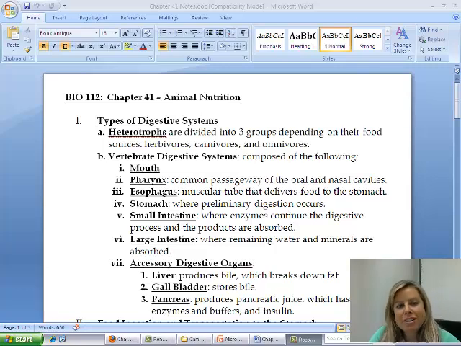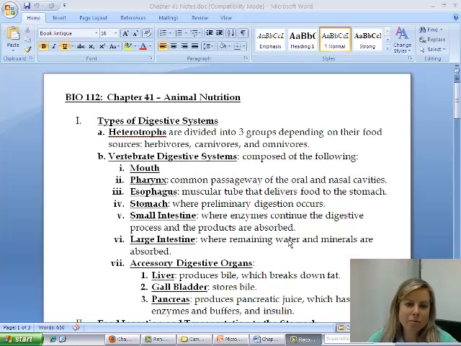So chapter 41 is going to be about nutrition and different types of organisms and the way that they get their nutrition, and how just by looking at them, sometimes you can figure out what they eat. So obviously we're going to be talking about heterotrophs because we're talking about eating something. And heterotrophs can be divided into being herbivores, carnivores, or omnivores.